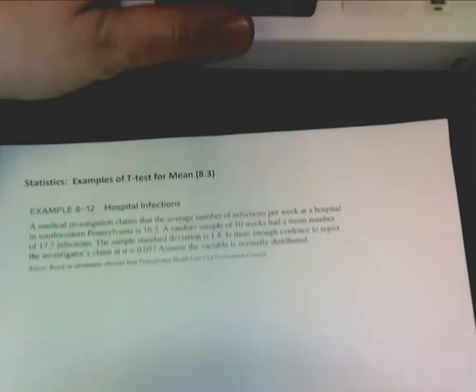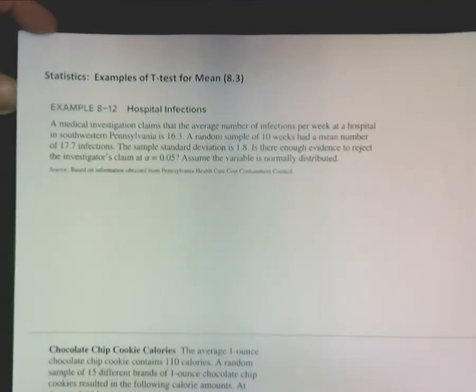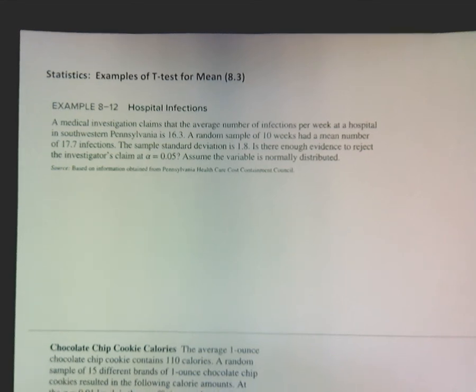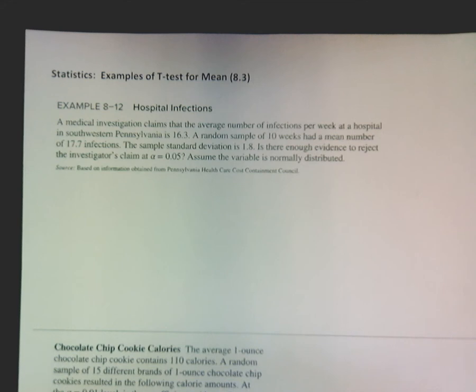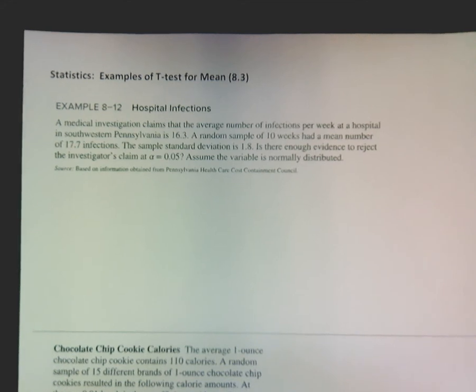All right, so we got two examples to do, and it's similar to what we've been doing, just using a new test statistic. Number one: a medical investigation claims that the average number of infections per week at a hospital in southwestern Pennsylvania is 16.3. A random sample of 10 weeks had a mean of 17.7 infections. Sample standard deviation is 1.8. Is there enough evidence to reject the investigator's claim at 0.05? Assume the variable is normally distributed.